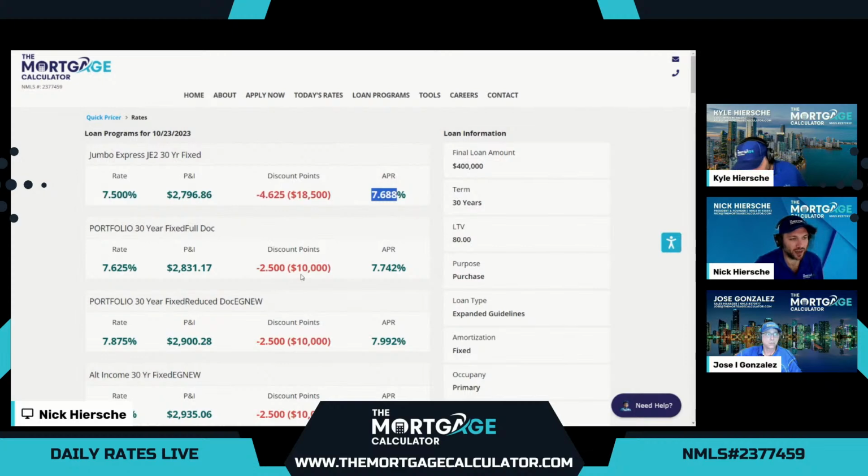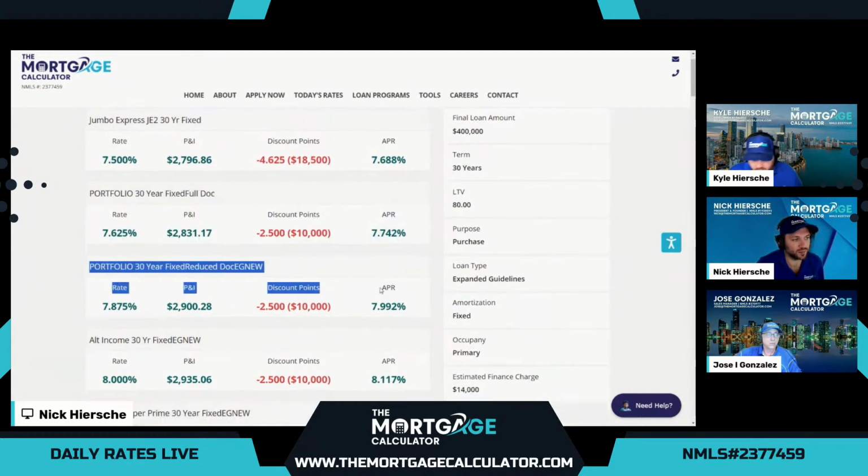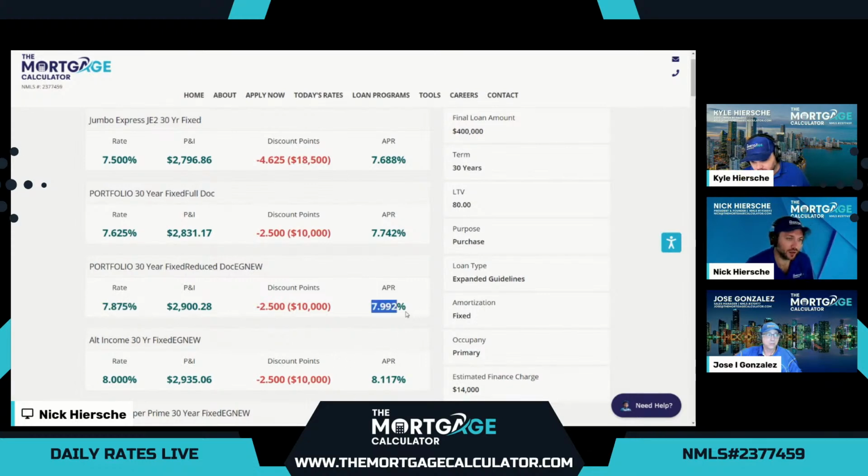Now we have another option here. I believe this option would not be applicable. It would be this option. So 7.875 for 2.5 discount points and costs, puts the final APR at 7.992 for our bank statement options.